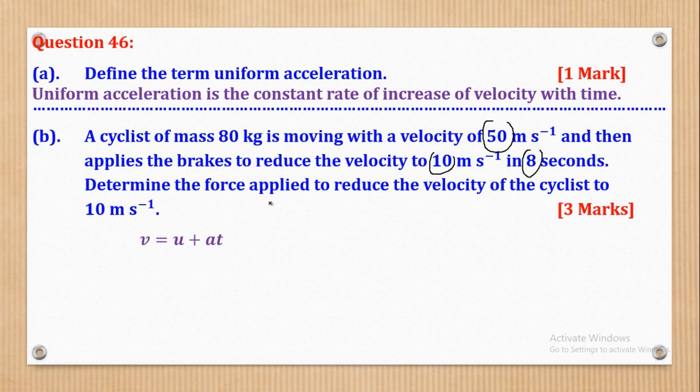Therefore, we shall use the first equation of motion and substitute for final velocity, initial velocity, and time to remain with a as the only unknown. So simplify, take this 50 this side to come up with 10 minus 50, which is negative 40, and a times 8 is 8a. So make a the subject, a will be negative 5 meters per second squared.